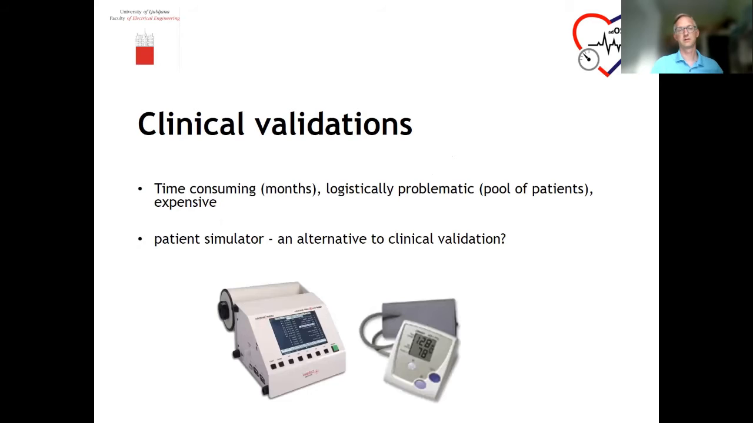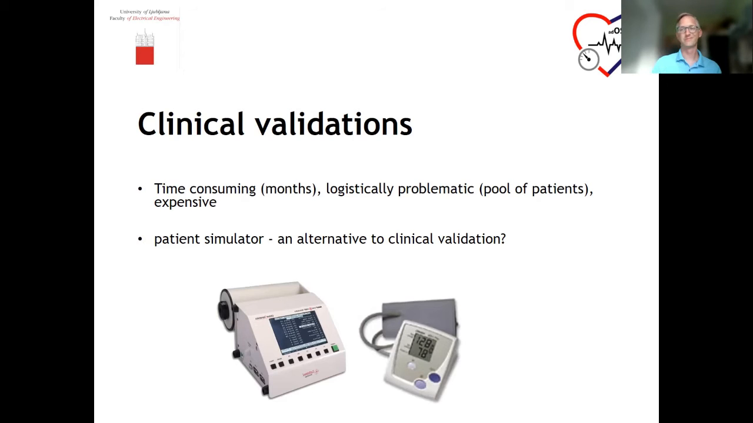Okay, moving on to clinical validations. First of all, they are time-consuming, they are logistically problematic, they're expensive, and they're performed in clinics. And one of the biggest problems is also the population pool. The persons you need to compare these devices on usually have to be 85 people, also 33 in one protocol, but 85 people, and they have to be young and old, men and women, obese and thin, hypertensive and normotensive, and so on.